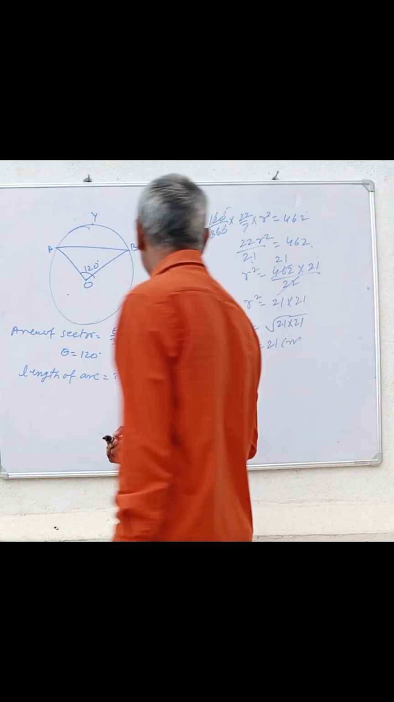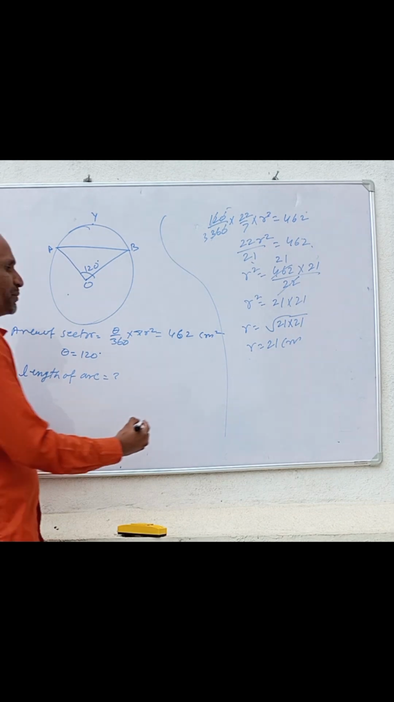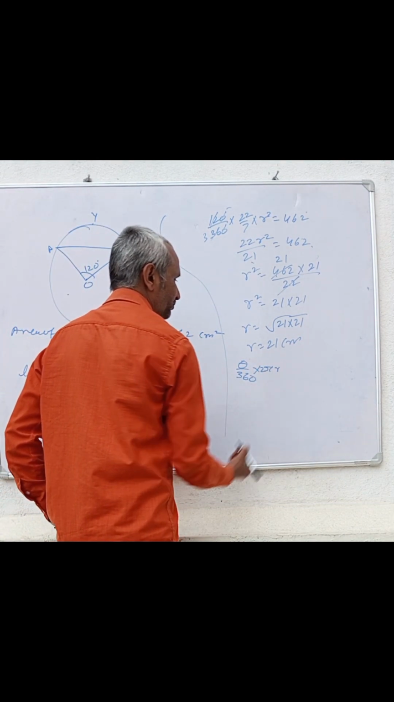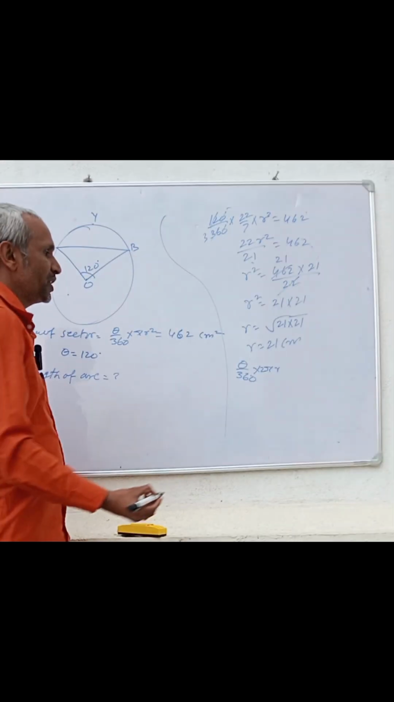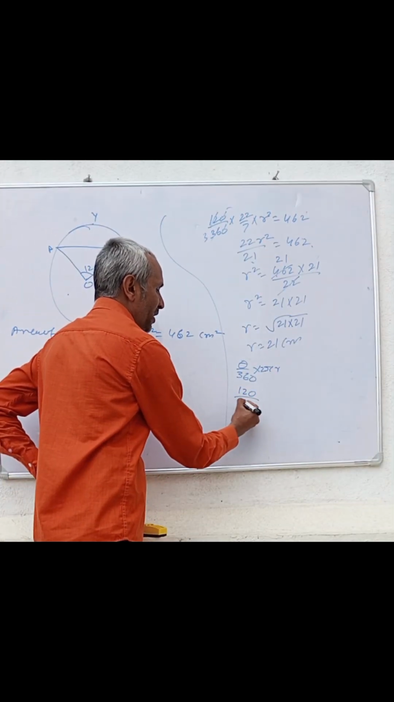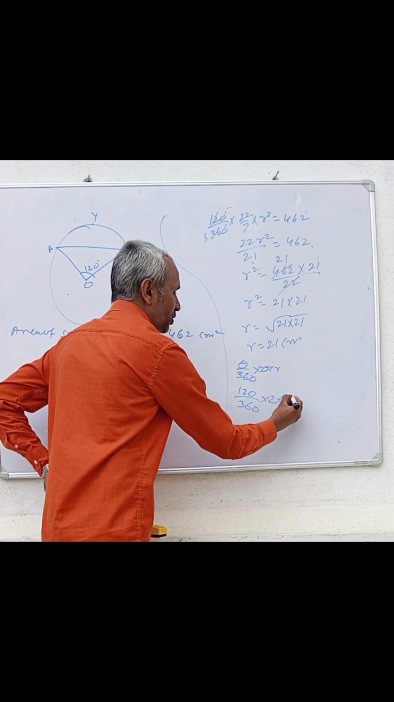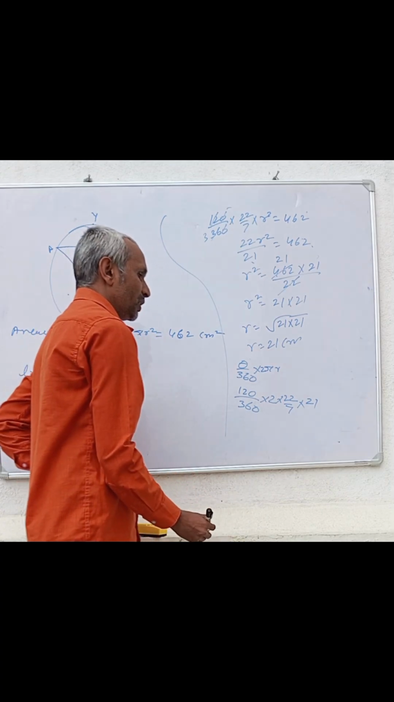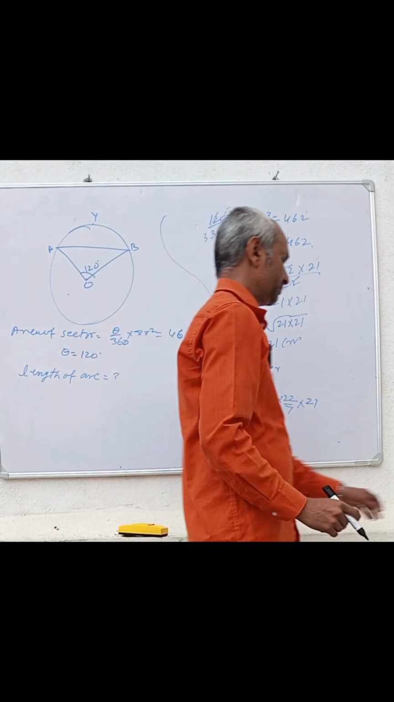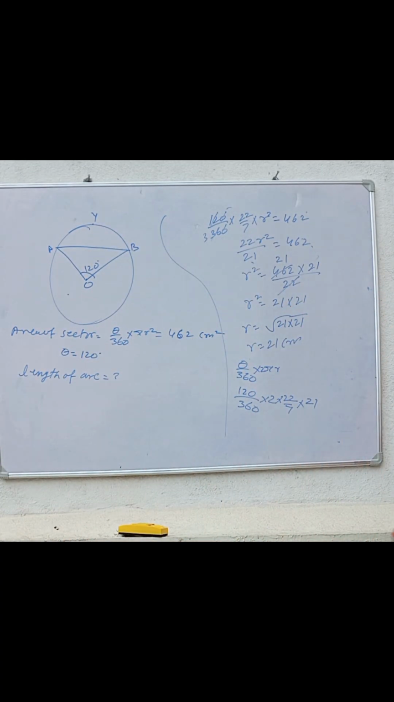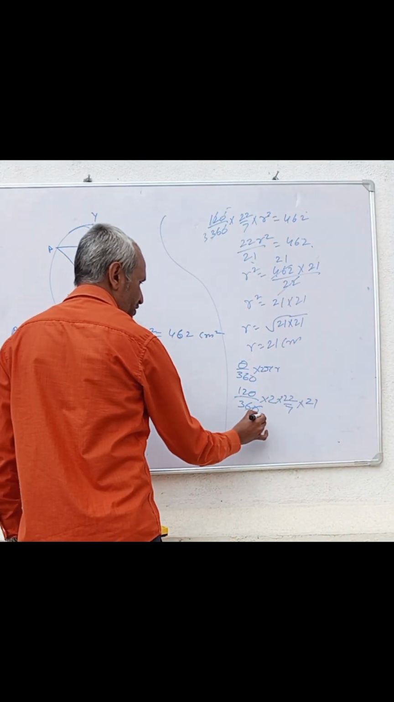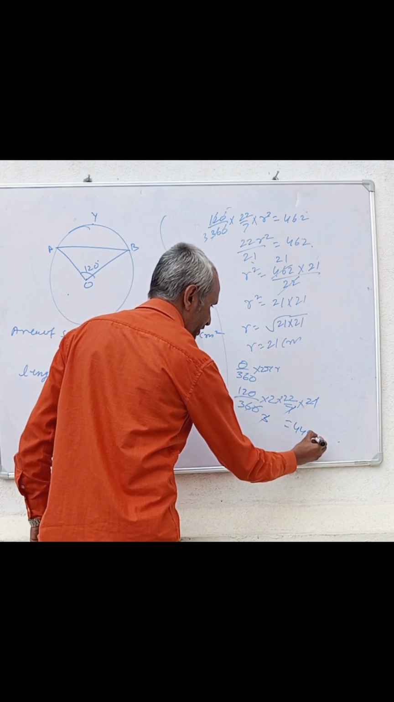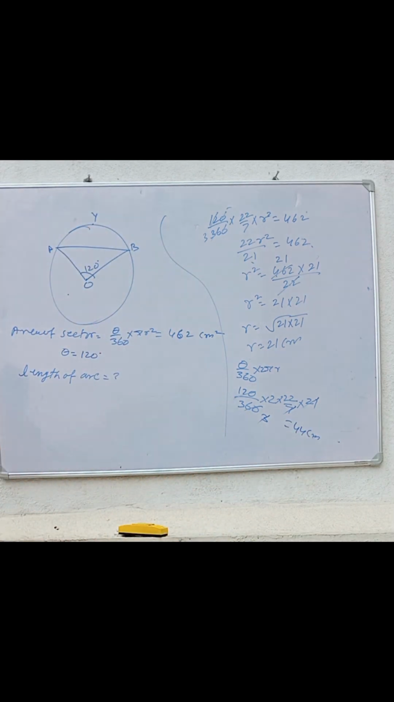Let's find the other one now, the length of the arc. Length of the arc means theta by 360 into 2 pi r. Substituting the values, 120 by 360 into 2 into pi value 22 by 7 into r, where r is 21. Cancelling, this cancels by 3, and this cancels by 7, and we got 44 centimeter. This is the length of the arc.